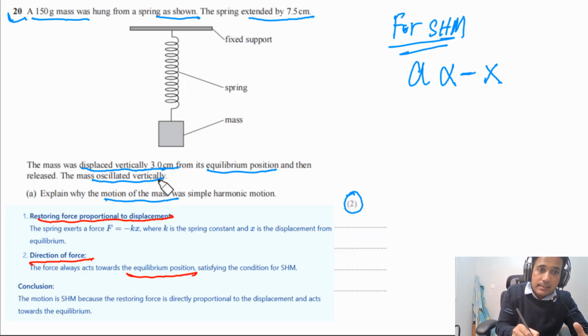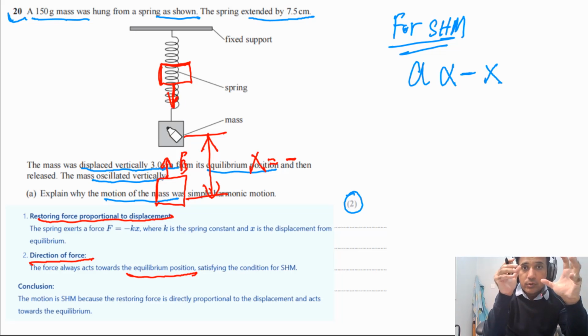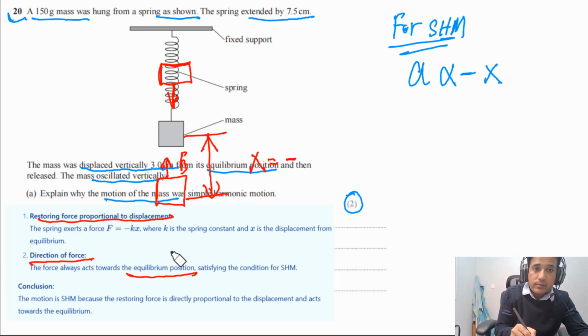So when the mass is here, for example, the displacement in this case we can take as negative, because this is downwards and we are taking up as positive. But the spring force on this one will be in the upward direction. When the mass is here at this point, force will be downward, meaning force is always towards equilibrium. These 2 points you have to mention in the answer. So if you have written them, you will get 2 marks.